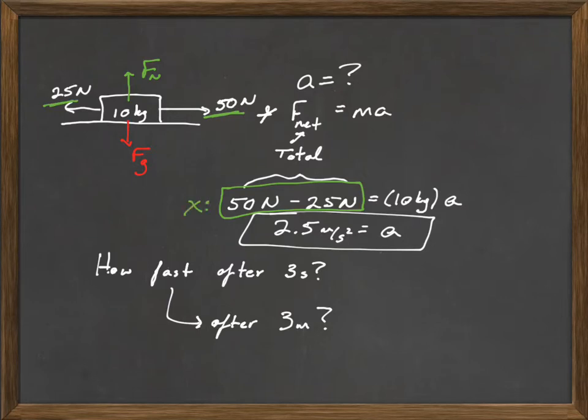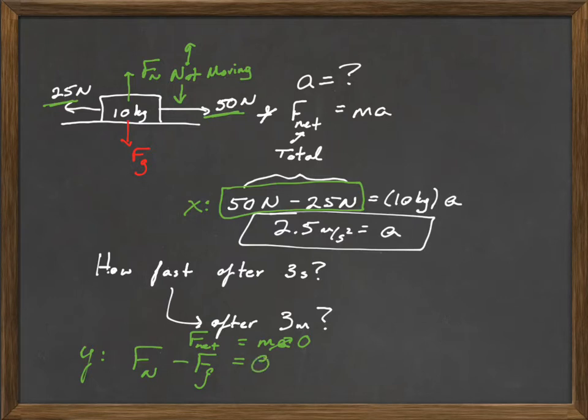Okay, if we look at the y-axis, we've got another net force going on here. We've got the normal force minus the force due to gravity. Technically, for Newton's second law, we would write the net force is equal to ma, but we already know the acceleration because it's not moving up or down. So we know the net force up and down must be 0.